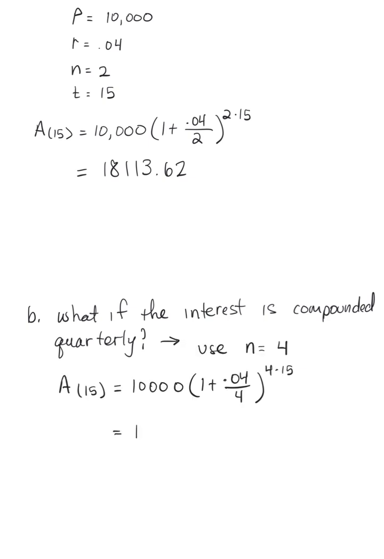I'm getting $18,166.97. So if it's compounded twice a year, semi-annually, it's $18,113. Four times a year, it's $18,166. So it wasn't a significant change in the growth. It did grow a little quicker. It was the same amount of time, still 15 years.